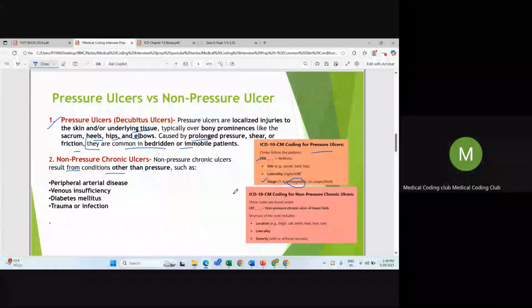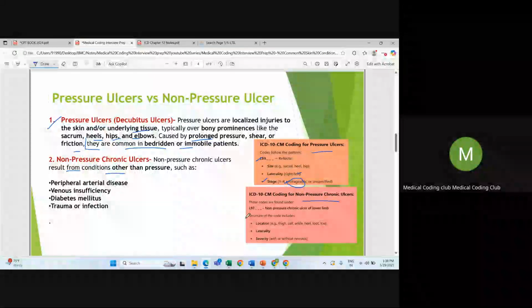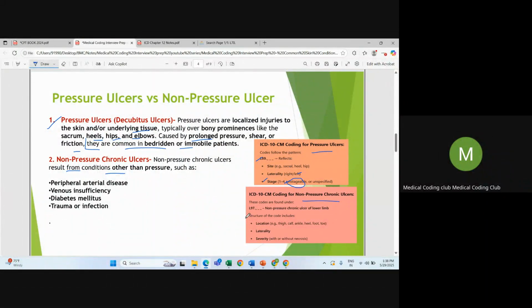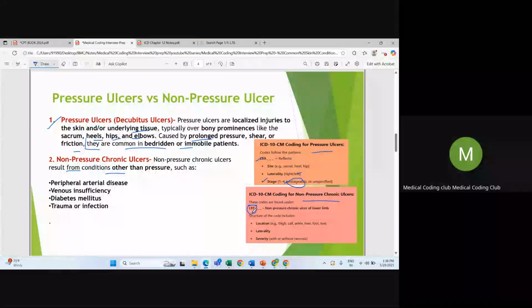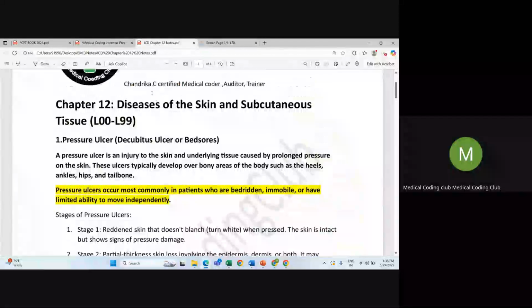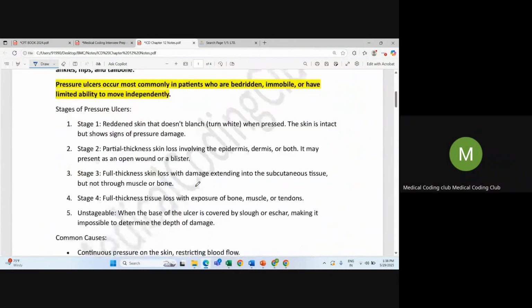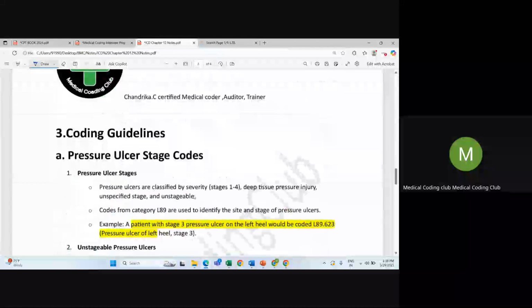So that is for pressure ulcer. And for non-pressure ulcer, here we have the severity: mild, moderate, high. Likewise, we need to check the severity and assign the codes. The code starts from the L97 series. So L89 is for pressure ulcer, L97 is for non-pressure chronic ulcer. And you can see here from chapter 12, that is diseases of the skin and subcutaneous tissue, we do have coding guidelines for pressure ulcer and non-pressure ulcer.